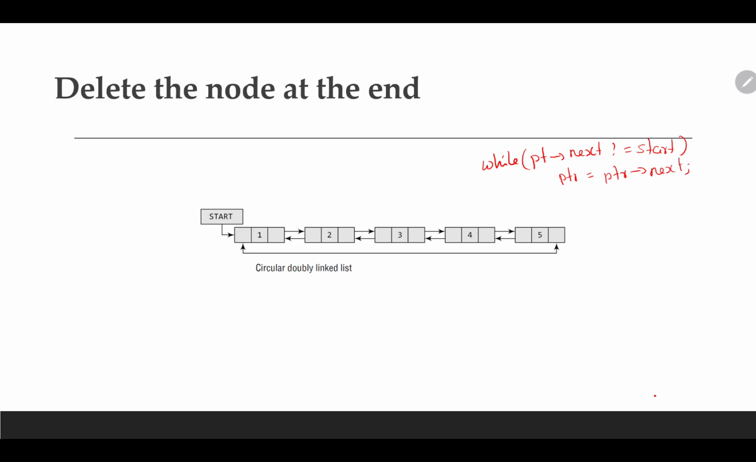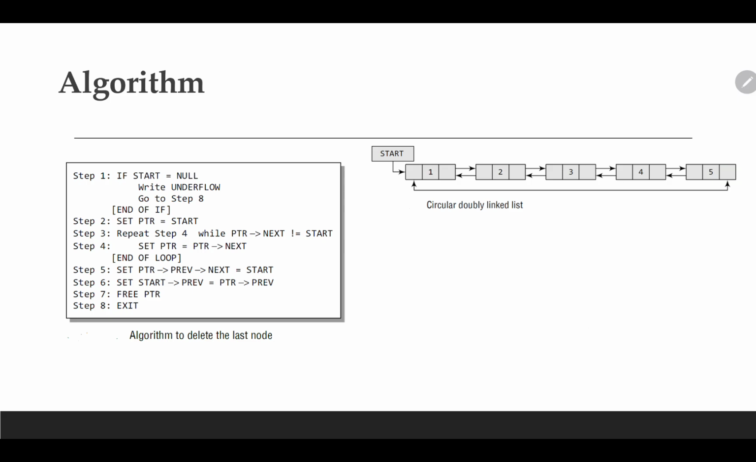If it becomes false, what we will do: the start node contains the address of the last node, and the last node contains the address of the first node. So suppose the first is 100 and the last is 150, then start's previous contains the address 150, and the last node's next contains the address 100. So we will see the algorithm.